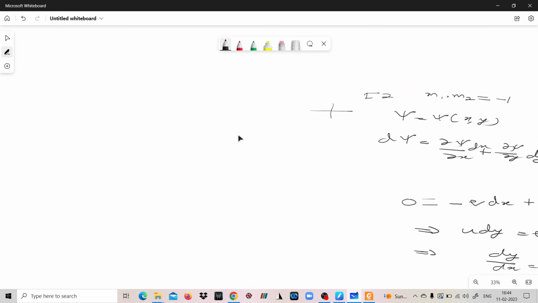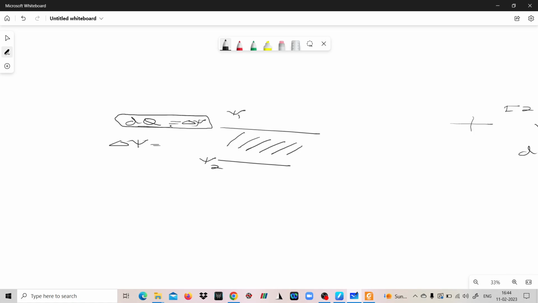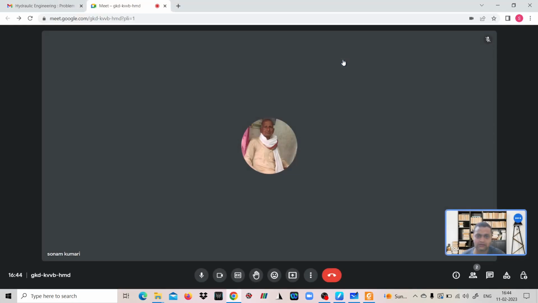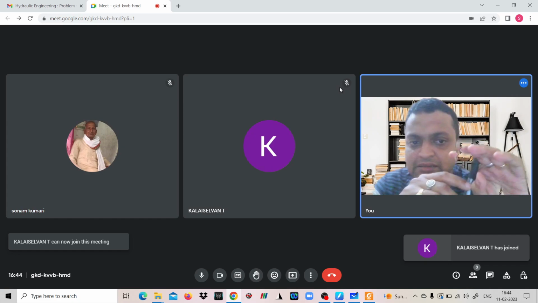And one last concept before we move to the problems is that if you consider two streamlines, psi 1 and psi 2, then the difference between these two, delta psi, is equal to the discharge that is taking place between these two streamlines. So dq is equal to delta psi. The difference in the discharge is given by this dq. So I hope it is clear till now. Is it clear?